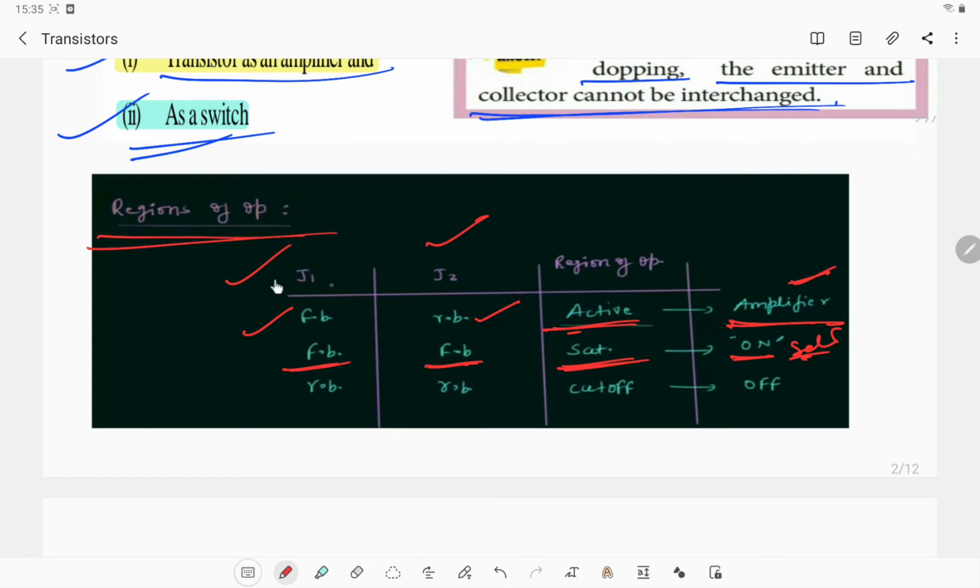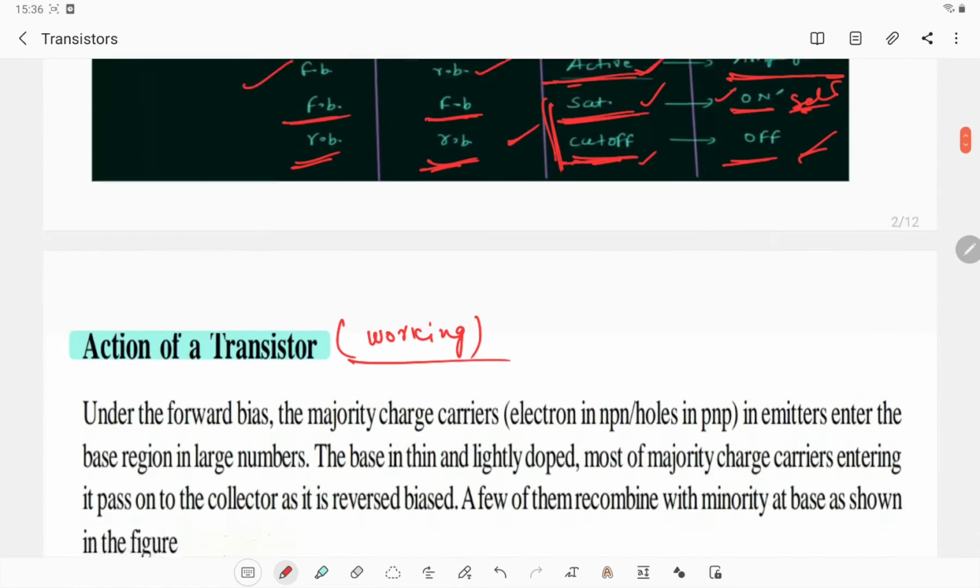If J1 is in reverse bias and J2 is also in reverse bias, this region is the cutoff region. If the transistor is operated in the cutoff region, it acts as a switch in the closed or off state. Therefore, there are three regions: active region, saturation region, and cutoff region. The amplifier is used when the transistor is connected in the active region. In the saturation and cutoff regions, the transistor is used as a switch. Therefore, the saturation region is the on state and the cutoff region is the off state. This is about the regions of operation.